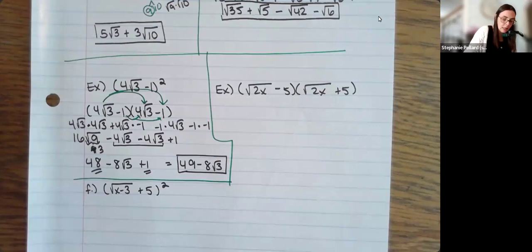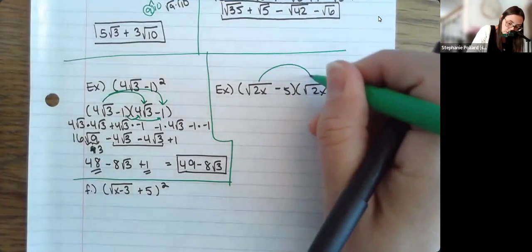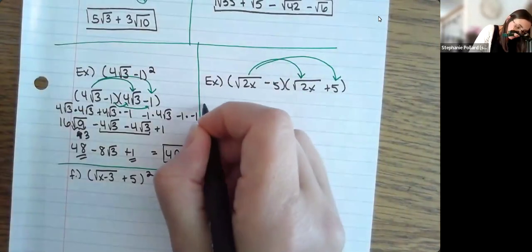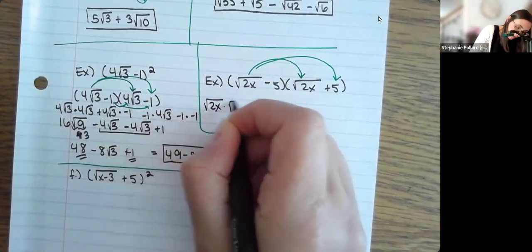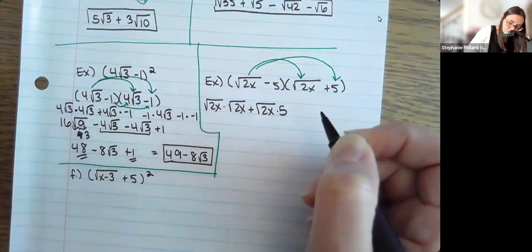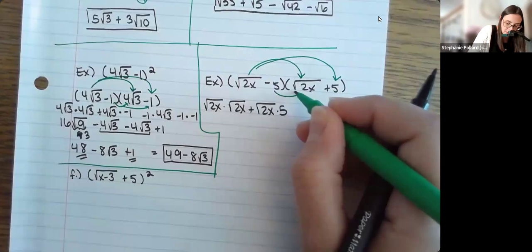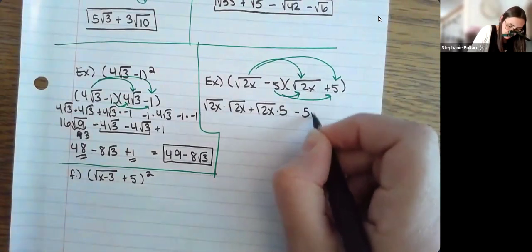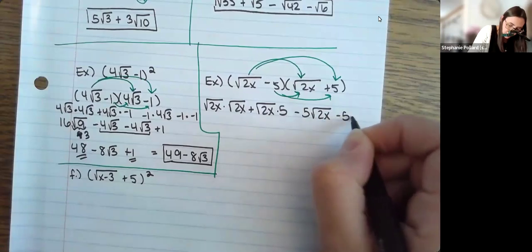So let's go ahead. Here I have the root 2x being multiplied through first. So I have root 2x times root 2x, and then root 2x times 5. And then I'm going to take that -5 and multiply it through. So -5 times root 2x and -5 times 5.